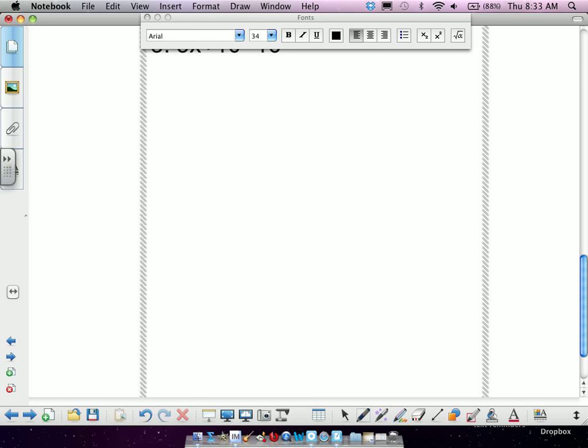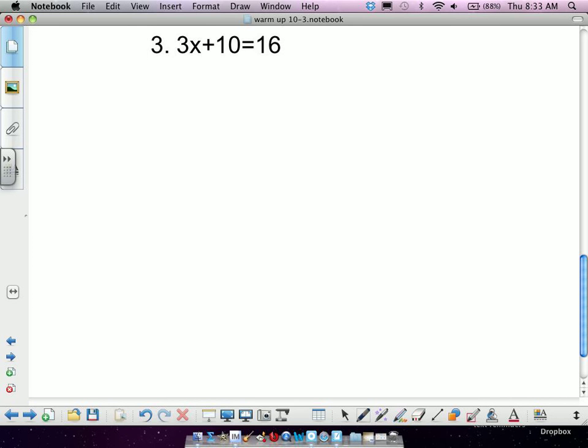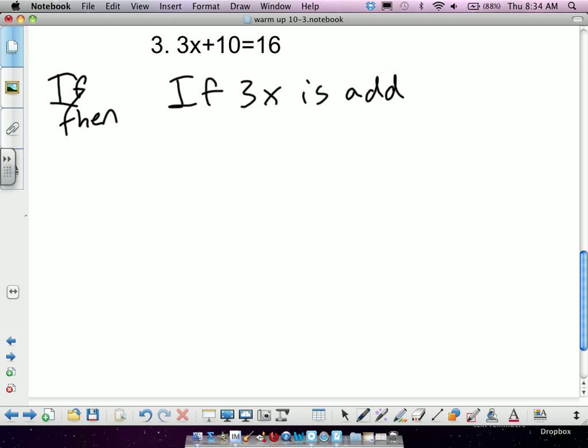Okay. All right, who did I give the if-then statement to? You guys? Okay. Go for it, guys. If 3x is added to 10, then it equals 16. That's perfect. This one I think is where people had the most trouble. They didn't know where to put the if and the then, where that then went.